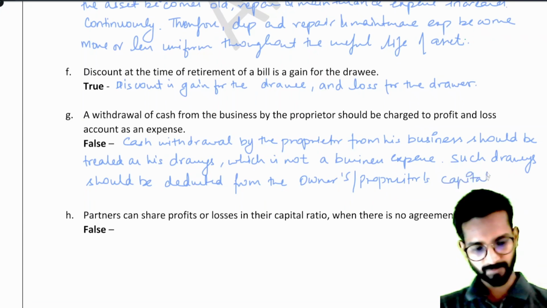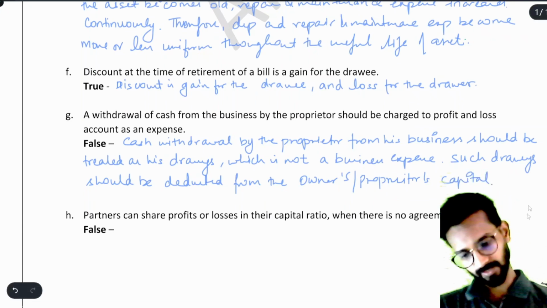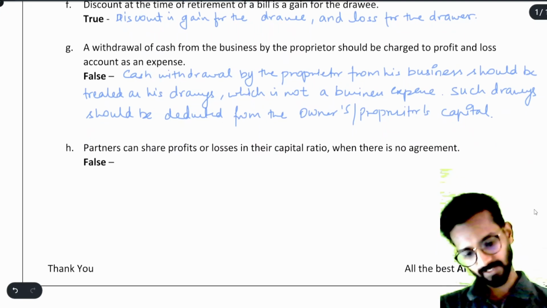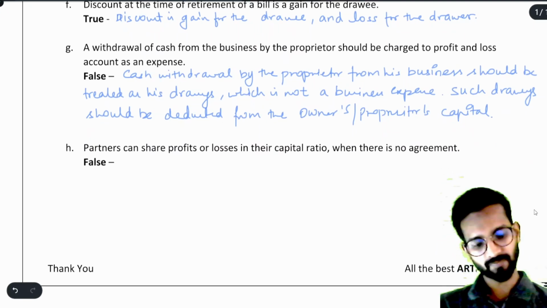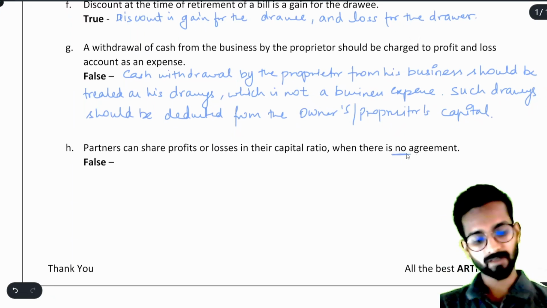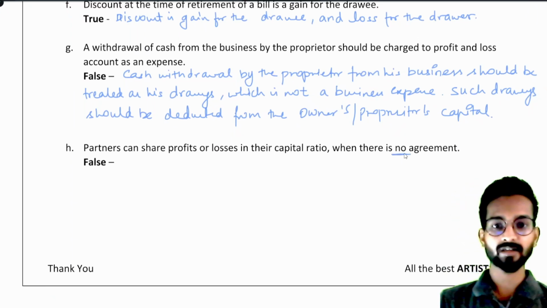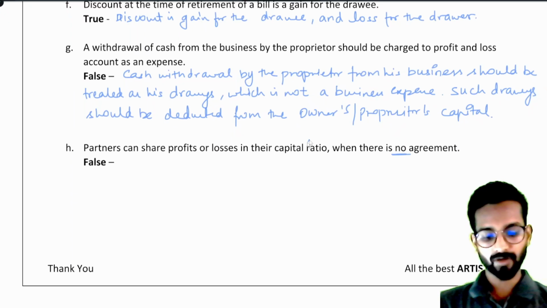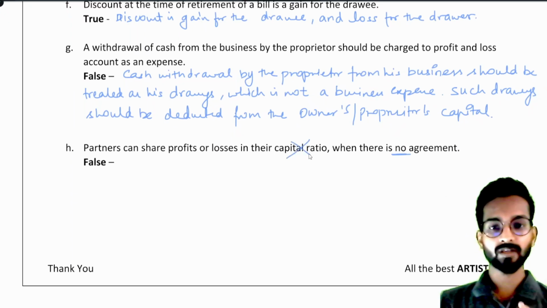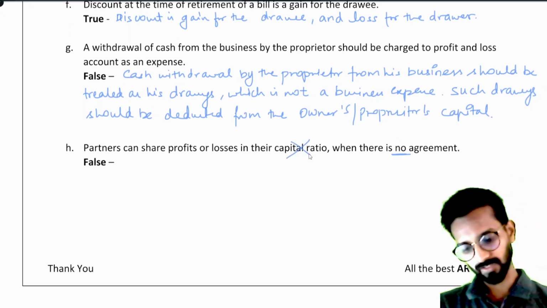Proprietor's capital. Okay. Now, the next question is, partners can share profit or loss in their capital ratio when there is no agreement. Oh my God. When there is no agreement, what does our Partnership Act say? It says you cannot use capital ratio. It should be distributed equally. So the statement is false.